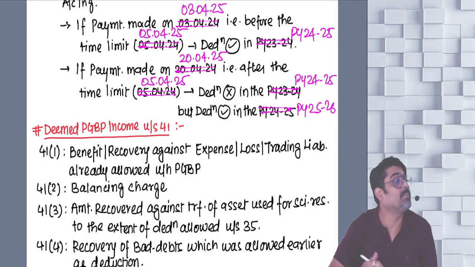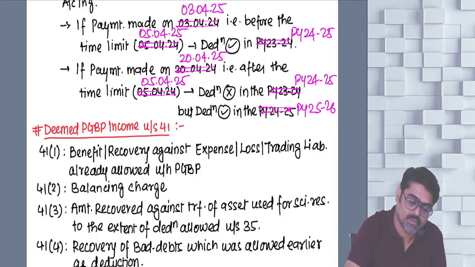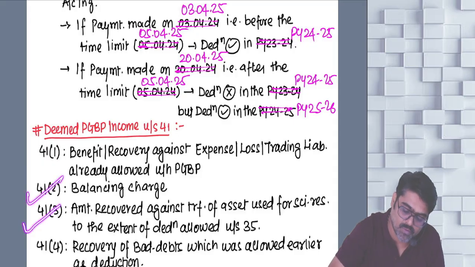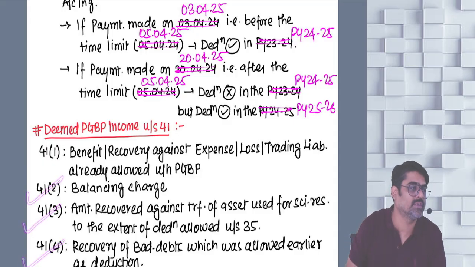Hello. Deemed PGBP income. Do you remember 41(2), 41(3) and 41(4)? These three sections I have already covered.